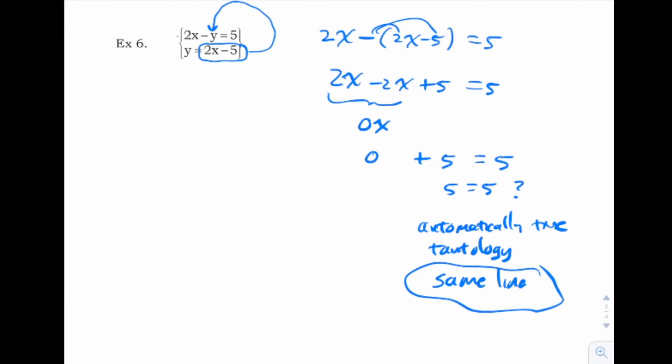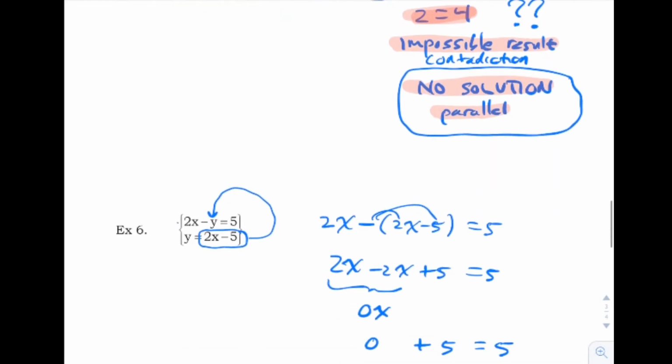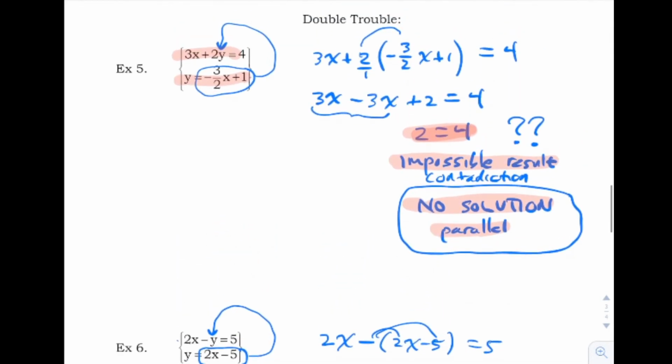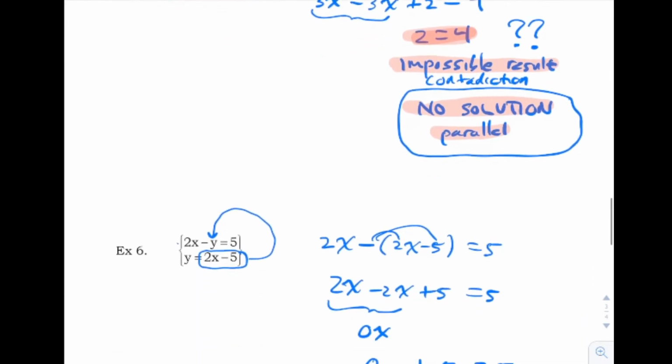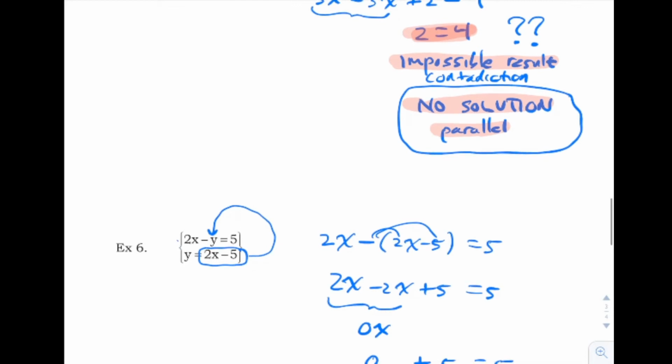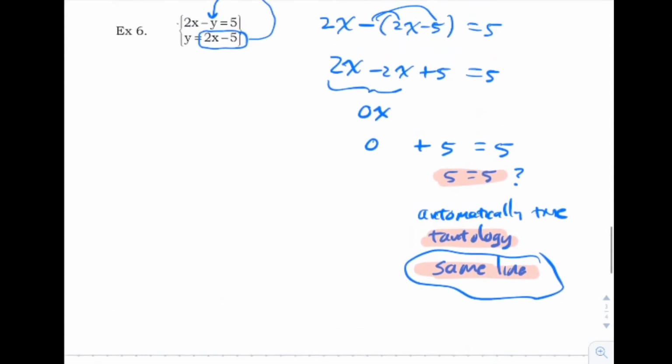So when you get this, a tautology, it's the same line. When you get this, which by the way, the official word I guess would be contradiction, when you get a contradiction, it would be no solution. So try to keep those two cases separate in your mind. If you get an impossible result, it's impossible to find a crossing point. They do not cross, they're parallel, no solution. If it's automatically true, it means it's easy to find a point where they cross. Any point on one line crosses the other one. It's automatic, it's there, it's going to happen.